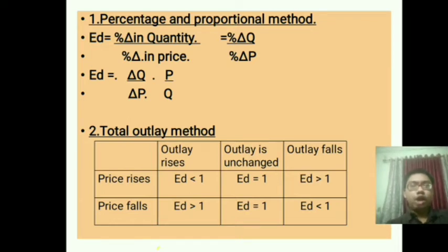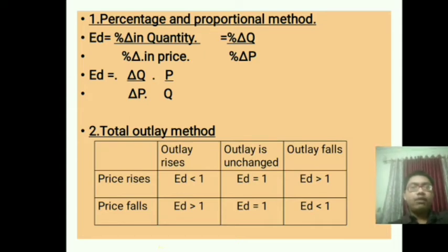Then we come to the total outlay method or the expenditure method. Here, if the price of the good rises and if total outlay or expenditure on the good rises, then we say demand is relatively inelastic or ED less than 1. If price of good rises and outlay remains unchanged, we say ED equals 1 or unitary elastic. If price of good rises and outlay falls, we say demand is elastic or ED greater than 1.